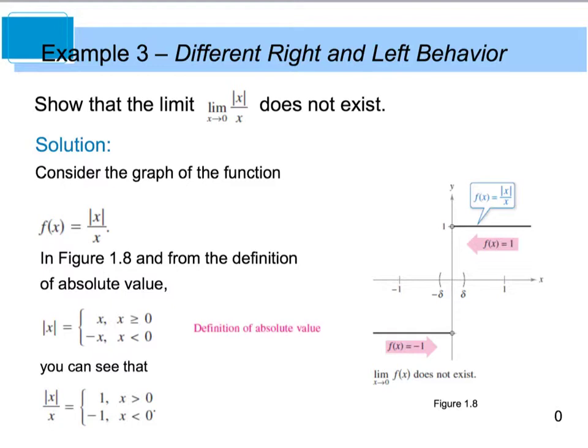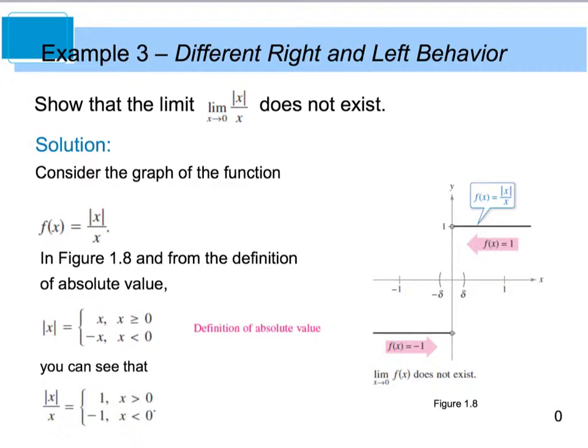Say we have this equation here, the limit as x approaches 0 of absolute value of x over x. Now if we were to graph this, you can see that all positive values it would equal 1, all negative values it would be negative 1. Now there would be no existing value at 0 because just like before we'd have 0 over 0.